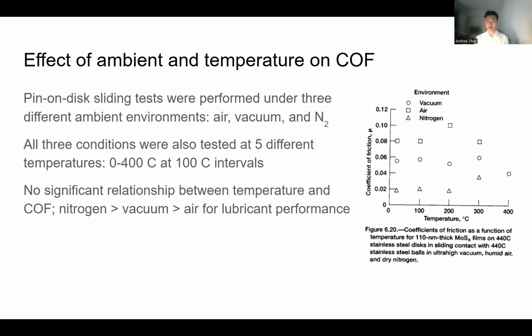And you can see this here in this graph on the right side, where the circles depict the coefficient of friction experienced at each temperature under vacuum. The squares depict air, and the triangles depict nitrogen. And as you can see, there isn't a significant relationship between the temperature and the coefficient of friction, but the ambient is extremely important. The nitrogen is actually the best ambient environment for molybdenum disulfide to work as a lubricant, whereas vacuum is better than air. And air is the worst ambient environment for it to work in because it forms these corrosive products, which we mentioned earlier.